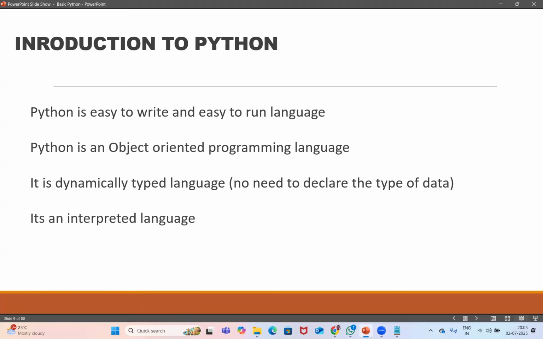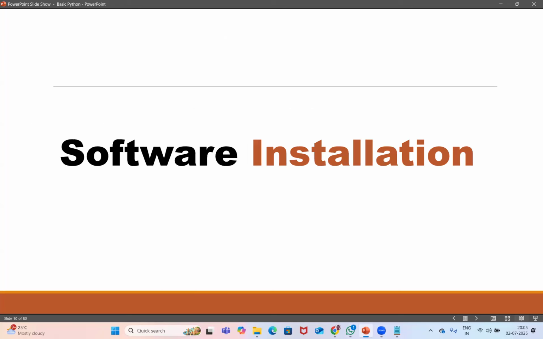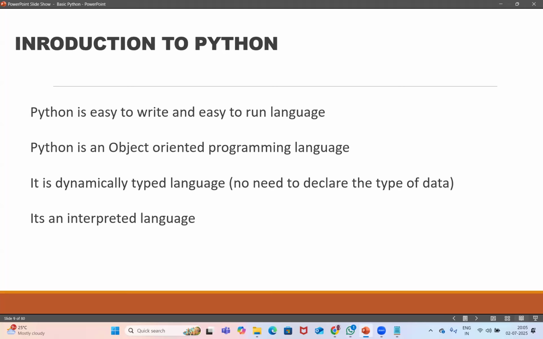I already mentioned Python is an interpreted language. Done. This is all about the features of Python. Okay, so we were supposed to install the software, but it took time. It's okay, no problem. As you are very new, I don't want to put so much pressure on you. Tomorrow we will install the software, because my next topic is software installation only. So tomorrow we will start with this.